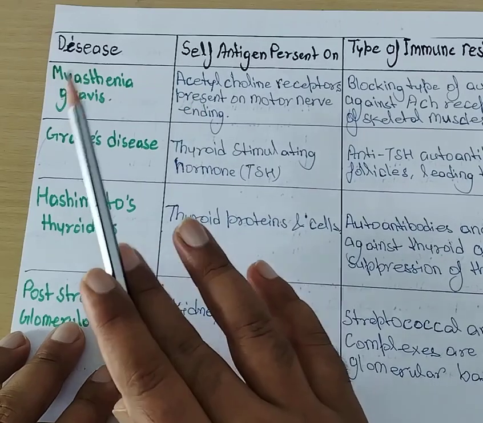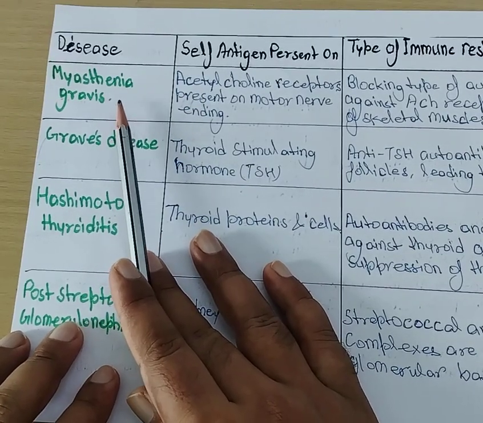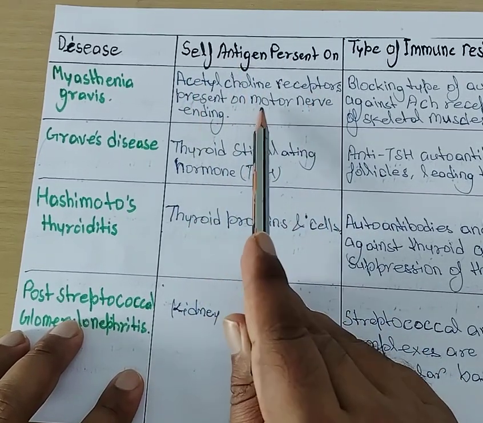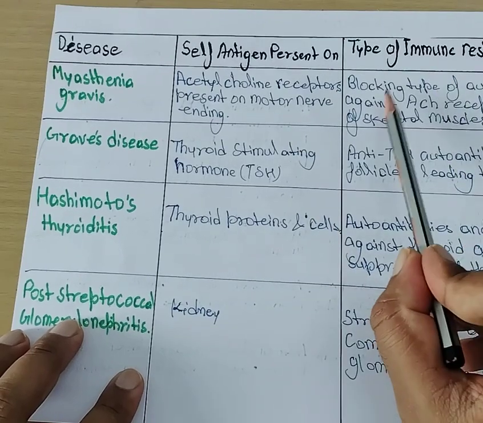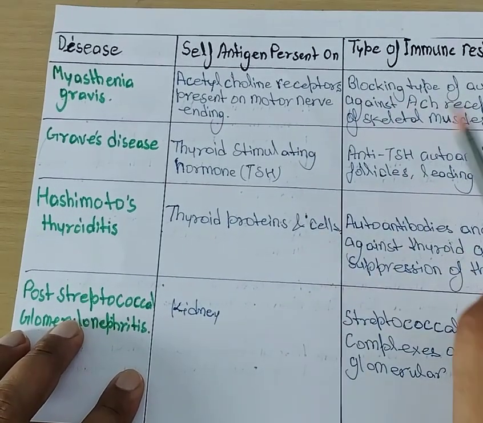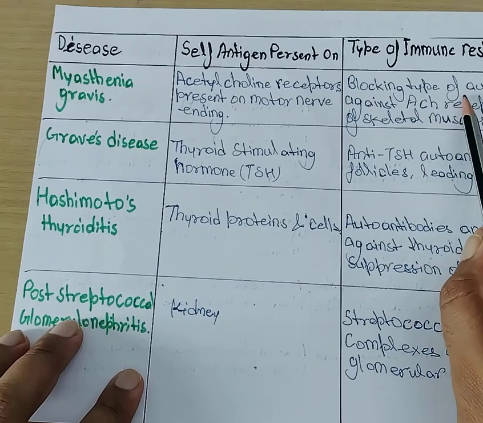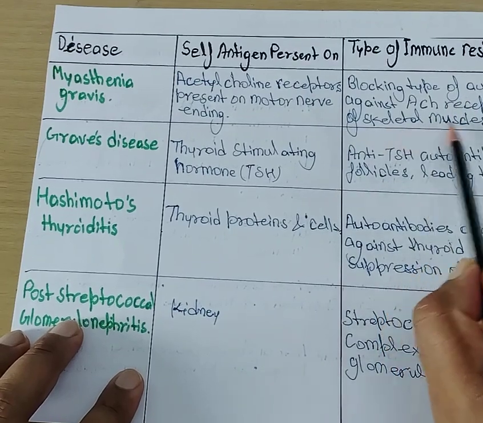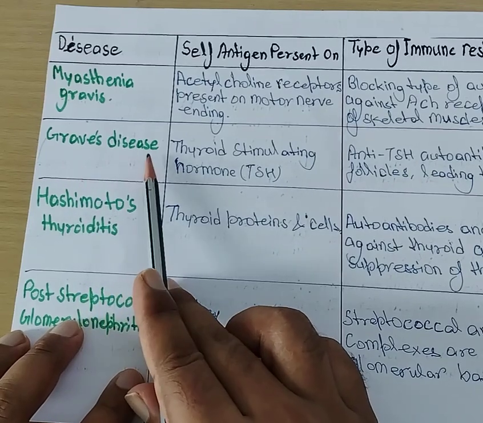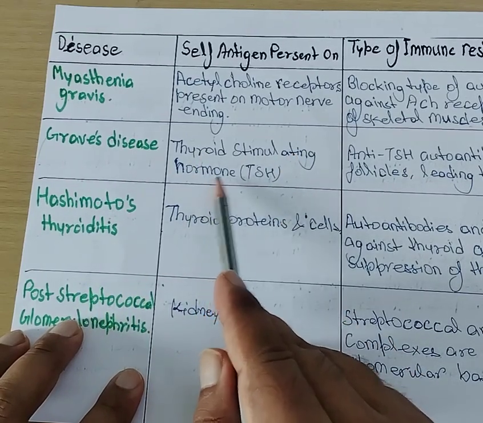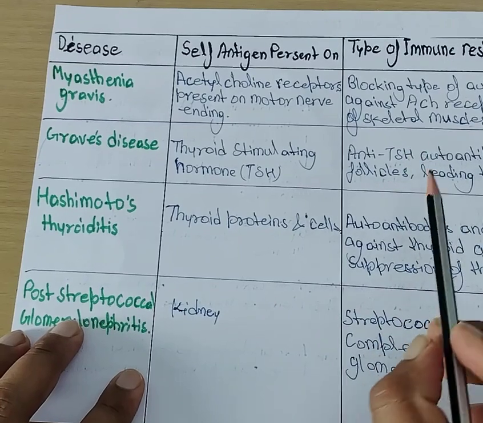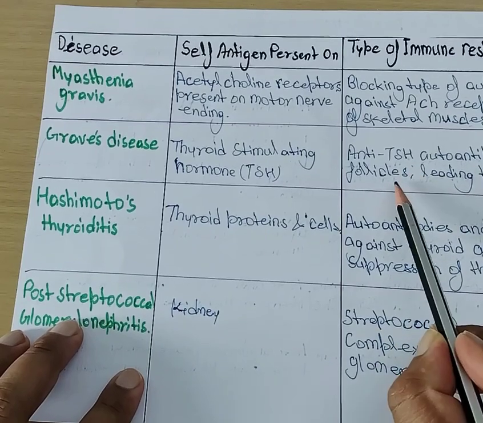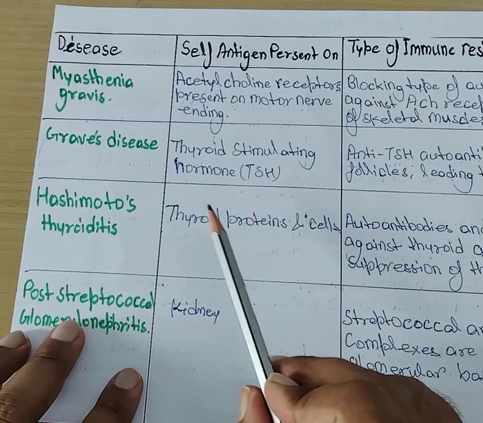Myasthenia gravis is the other autoimmune disease, where the self-antigen is the acetylcholine receptor present on motor nerve endings. Antibody against the acetylcholine receptor blocks the acetylcholine receptor, leading to weakening of skeletal muscle. Graves' disease. Here the thyroid stimulating hormone receptor acts as the self-antigen. Antibody stimulates the thyroid follicle, leading to a hyperthyroid state.